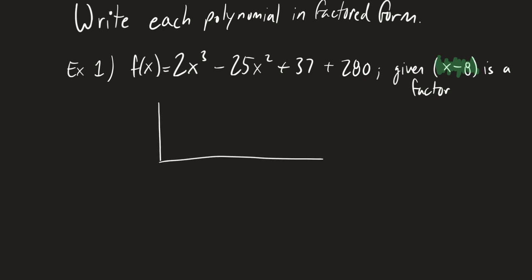I want to look for gaps in the dividend. So 3, 2, there should be an x there. X cubed, x squared, x, and then the constant. So no gaps. So I'll bring down those coefficients. I got a 2. I got a negative 25. I've got a 37. I've got a 280.